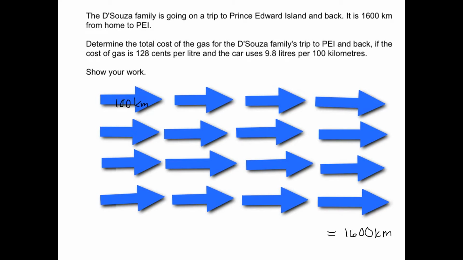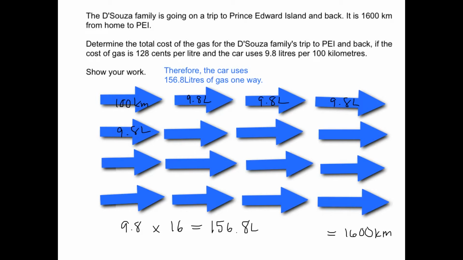Well, we also need to figure out how much gas they use altogether. If each time they travel 100 kilometers they use 9.8 liters of gas, and there are 16 groups, that means I need to take 9.8 and multiply it by 16, since there are 1,600 kilometers traveled altogether. 9.8 times 16 is equal to 156.8 liters. So therefore, the car uses 156.8 liters of gas for one way.